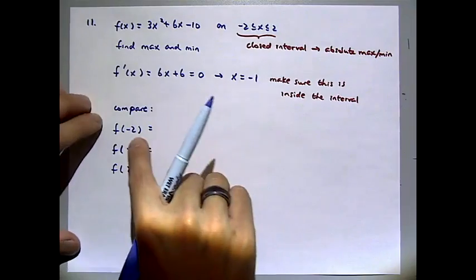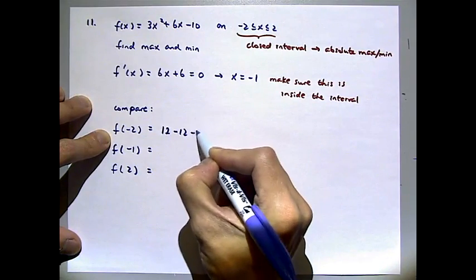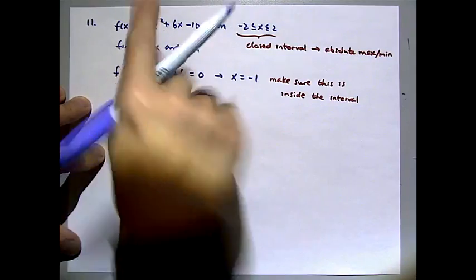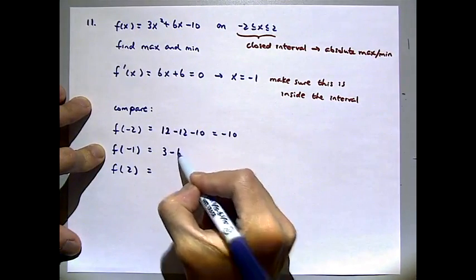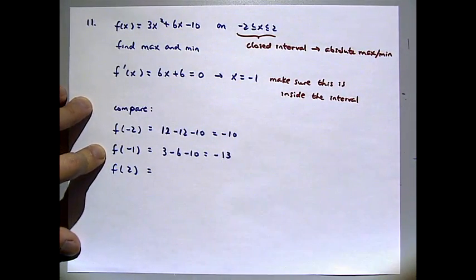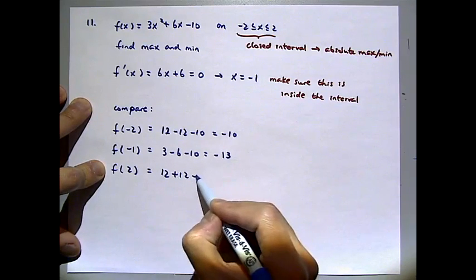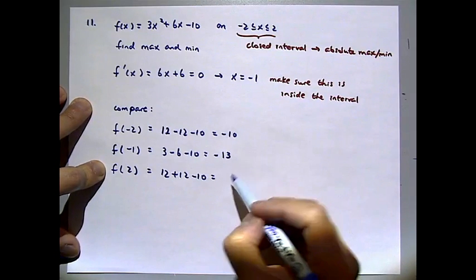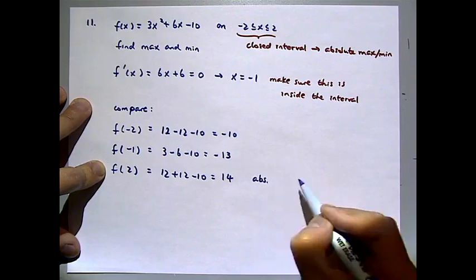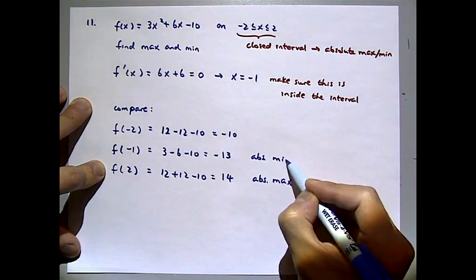Plugging minus 2 into here, we get 12 minus 12 minus 10, so that's minus 10. Plugging minus 1, we get 3, minus 6, minus 10, so that's minus 13. Plugging positive 2, we get 12, plus 12, minus 10. 24 minus 10, that's 14. This is our absolute max. And this is our absolute min.